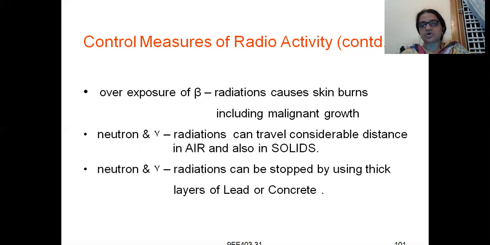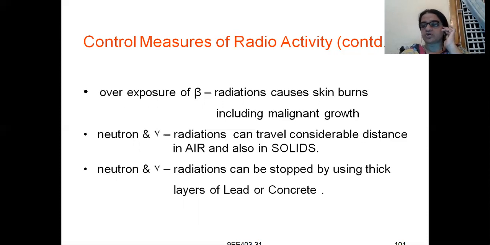Coming to neutron and gamma radiations, what are their properties? Just have a look. These radiations can travel a considerable distance in air and also in solids. Alpha and beta cannot pass through solids; they can pass through air or thin materials. But gamma rays can travel some distance in air, and they can also pass through solids. Gamma radiations can be stopped by using thick layers of lead or concrete.